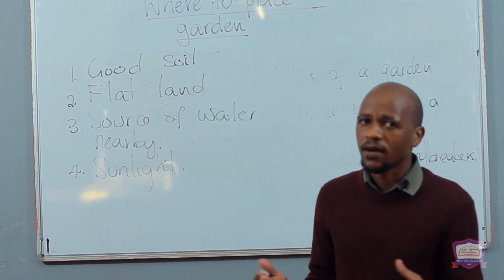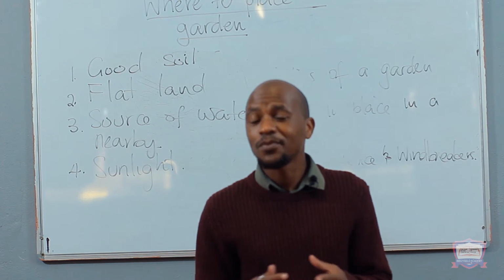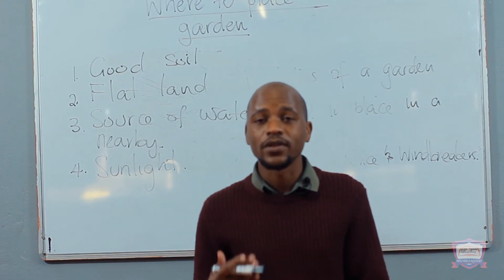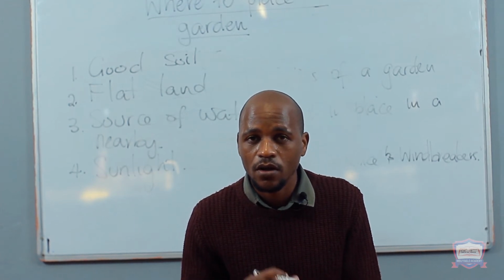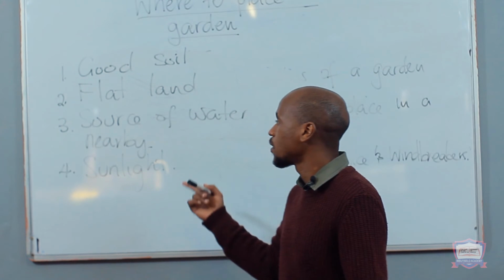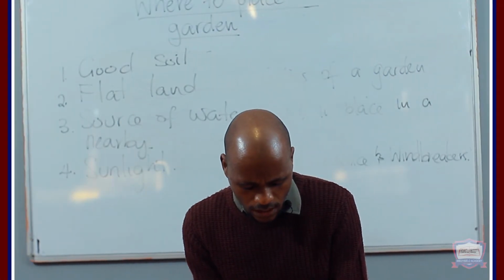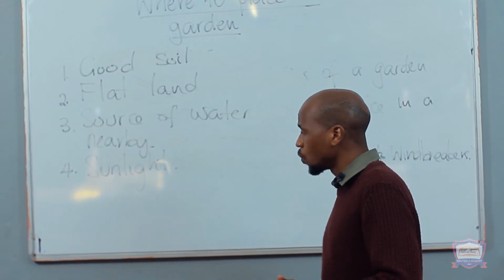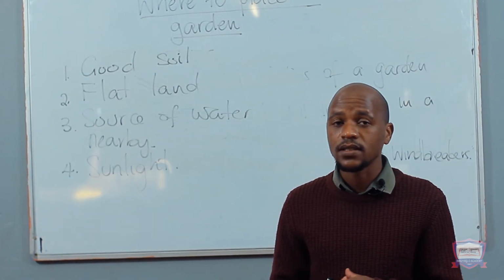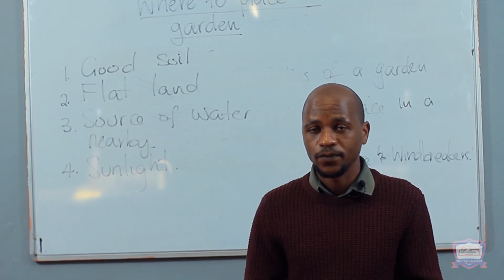And then there should be enough sunlight. We know that plants need enough sunlight in order for them to make their own food. That is why we need to consider sunlight. All right, so objective number 2, it says identify things to put in place in a vegetable garden.